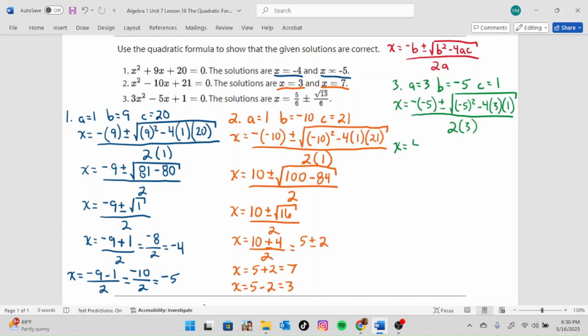Negative 5 is positive 5. Negative 5 squared is 25. Negative 4 times 3 is negative 12. Times 1 is negative 12.